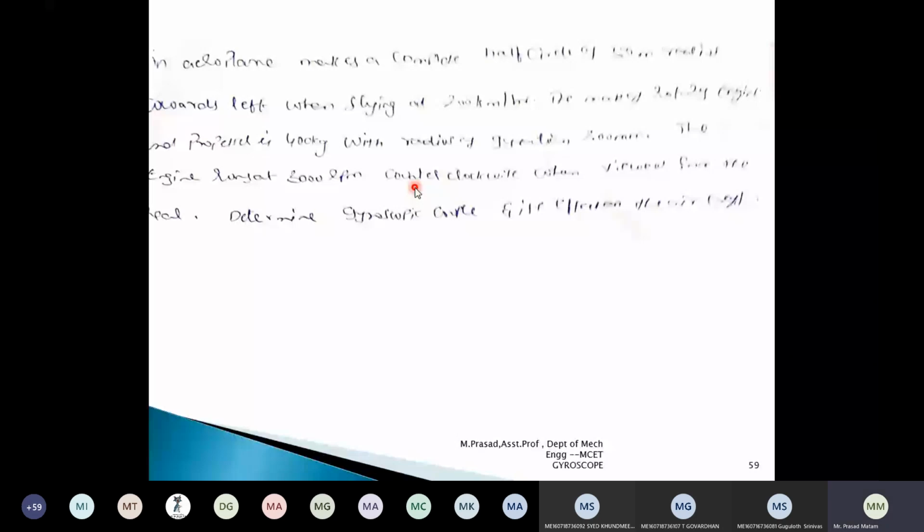Okay, can you solve this one? Yes, students? Please, can you solve this one?